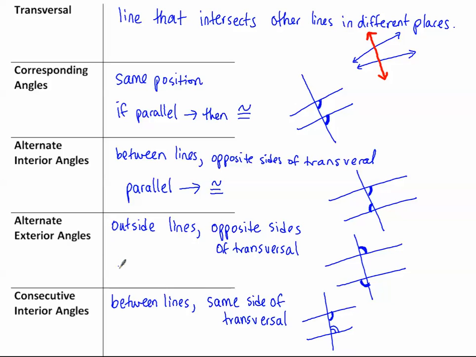I forgot to write up here for alternate exterior, if our lines are parallel, then these angles are congruent. Down here, make a note, if the lines are parallel, this time the angles are supplementary. That's a big difference between being congruent. So maybe this angle up here is 100 degrees and this angle down here 80 degrees. Supplementary, meaning they add up to 180 degrees.